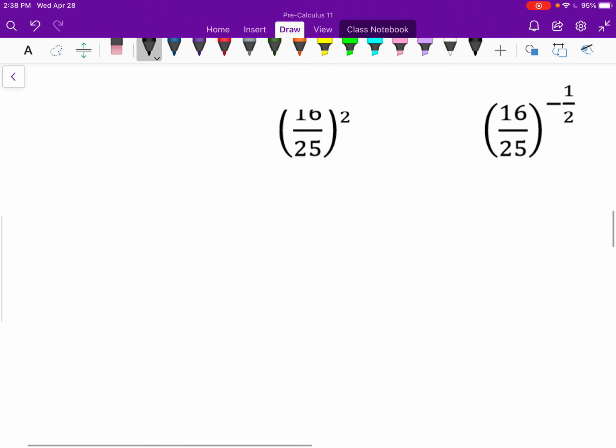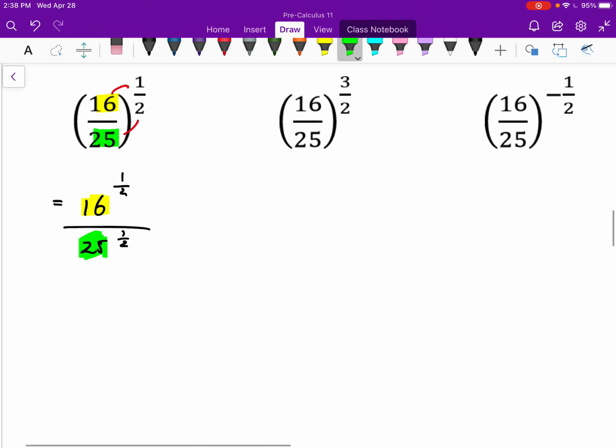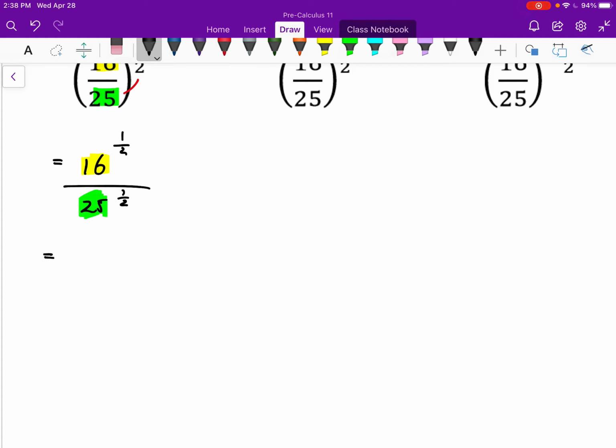So I'm going to write this as 16 to the 1/2 over 25 to the 1/2. Okay. Again, now I'm going to look at each of these, and a power of 1/2 means a square root. So I'm going to rewrite each of these as the square root of 16 over the square root of 25. And the square root of 16 is exactly 4. The square root of 25 is 5, and I'm done. 4/5.